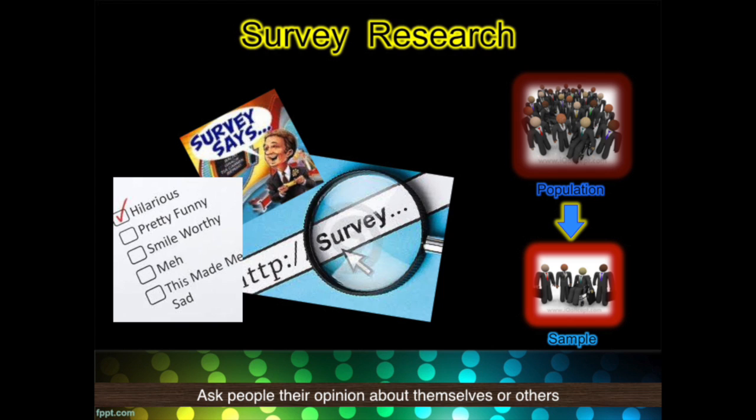All right, the next type of descriptive research is survey research, and we've all taken surveys before. In terms of psychology, this is when we ask a person their opinion about themselves or other people. So we obviously can't survey everyone in a population. Like, let's say that we wanted to know how people in America feel about Justin Bieber. We couldn't ask everybody in America because not everyone has a phone if we wanted to do this via telephone.